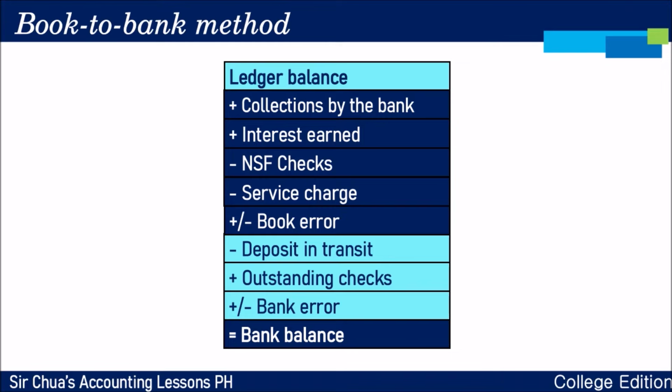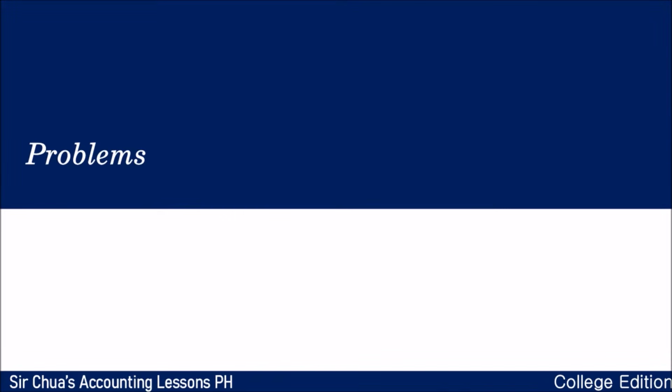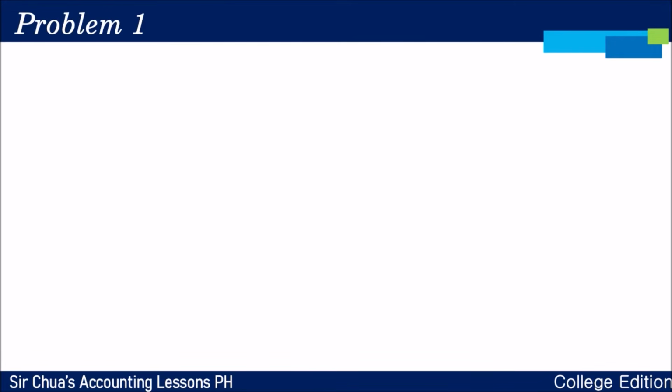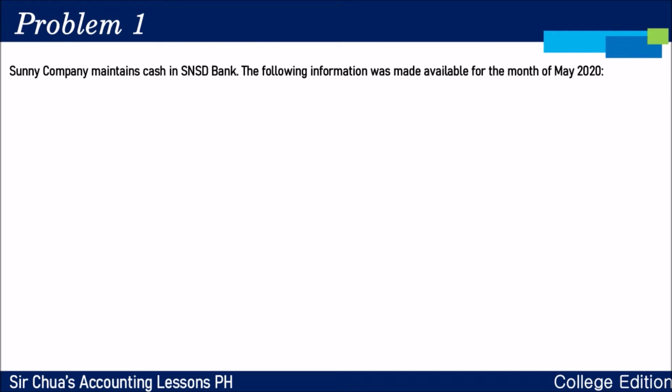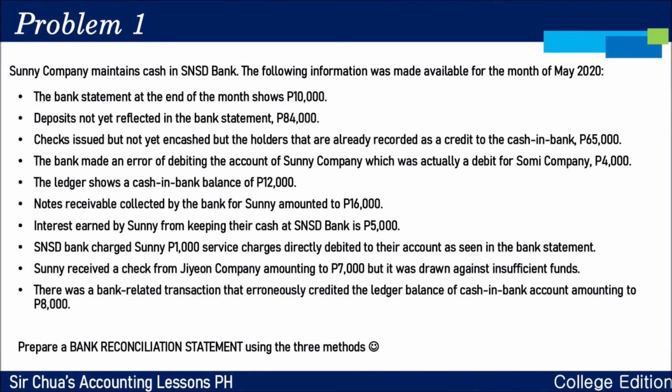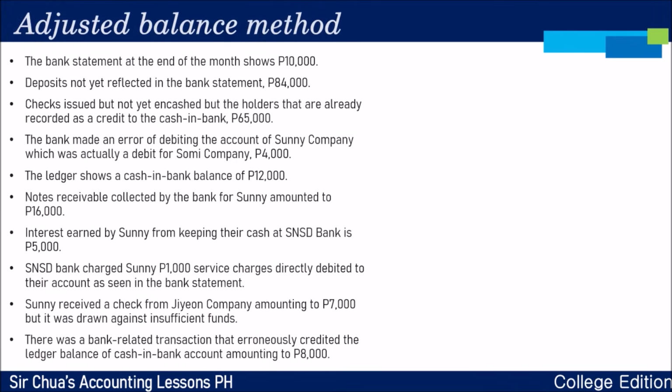Okay? So, for you to properly understand all of these formulas that we are presenting here, let's now discuss some problems. Let's work on problem number 1. Okay. Sunny Company maintains cash in SNSD Bank. The following information was made available for the month of May 2020. Charan! Prepare a bank reconciliation statement using the 3 methods. Okay. So, prepare na natin. Yan. Okay. Ito po yung ating mga reconciling items at i-discuss po natin siya one by one.